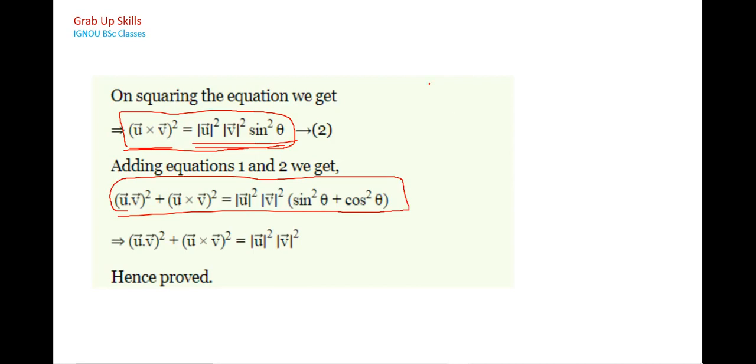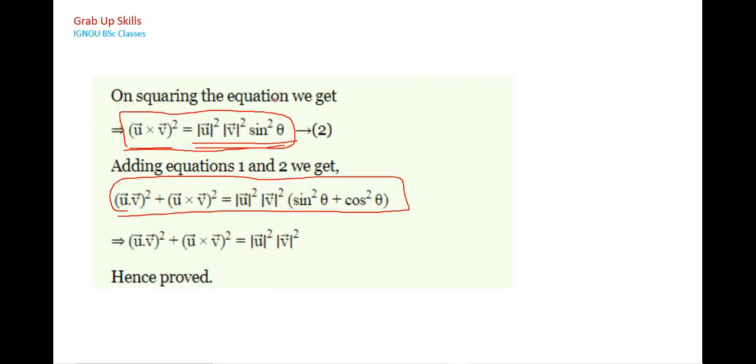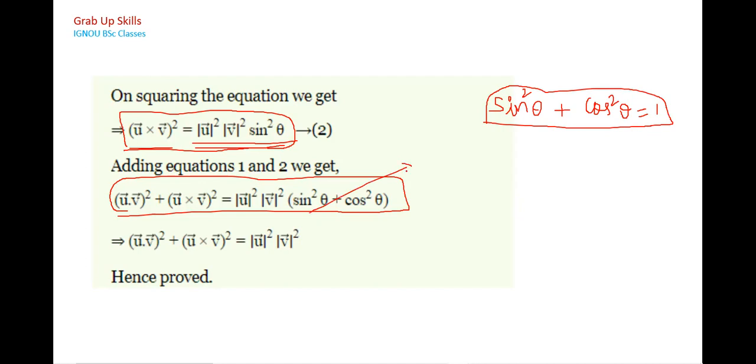Here we have cos square theta in equation 1 and here we have sine square theta in equation 2. So when we add both, sine square theta plus cos square theta, this would be equal to 1. There is a very important formula that we need to remember for solving this kind of questions, right? Sine square theta plus cos square theta will always be equal to 1. So this will tend to 1.